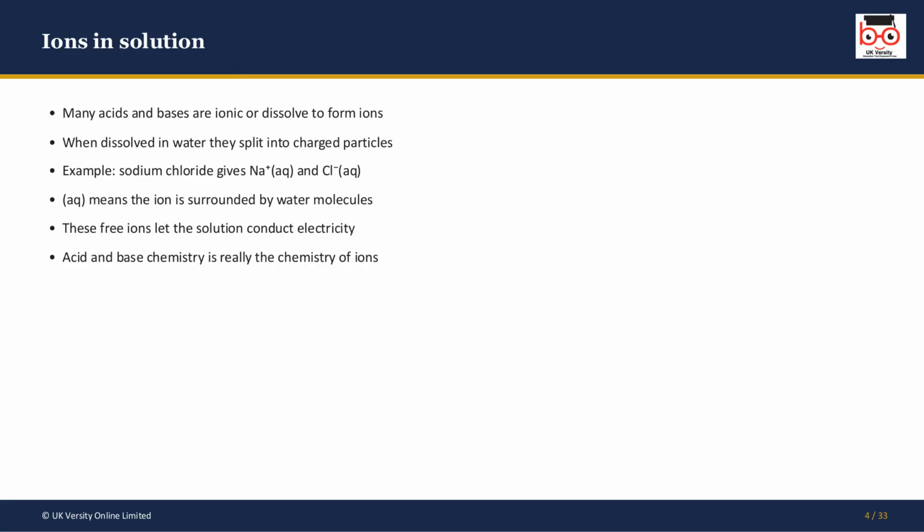Let's begin with ions in solution, because that's what acid-base chemistry is really about. Many acids and bases are ionic, or they dissolve in water to form ions, splitting into charged particles. Sodium chloride, for instance, gives aqueous sodium ions and chloride ions, and that little aqueous label means each ion is surrounded by water molecules. Those free ions are what let the solution conduct electricity, and at heart, acid and base chemistry is the chemistry of these ions.